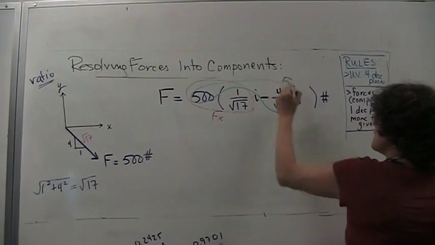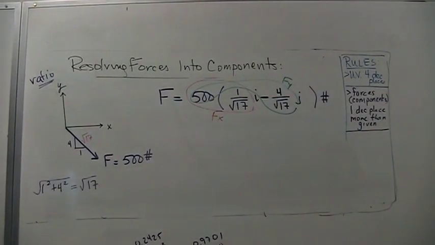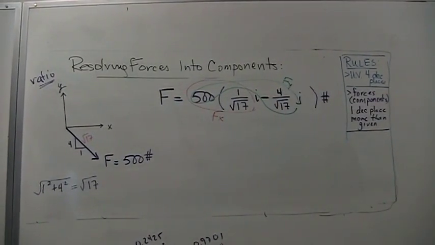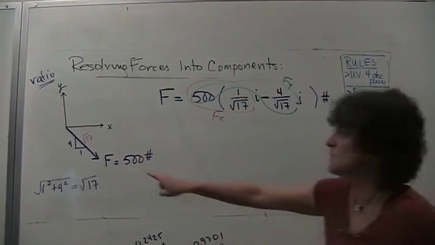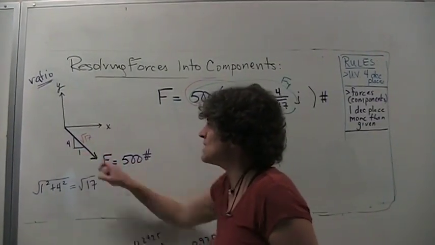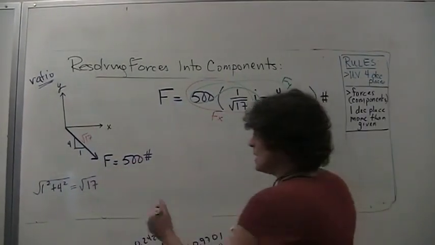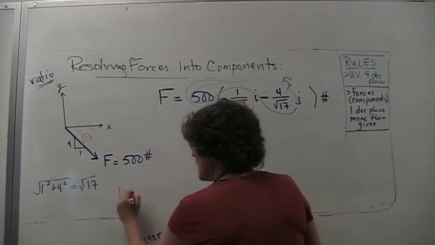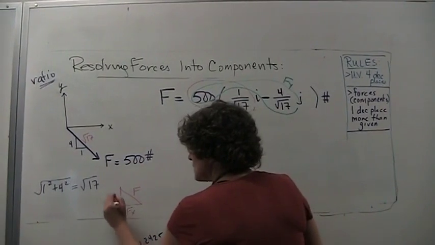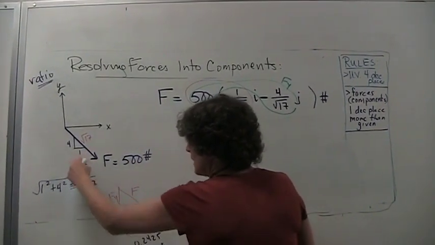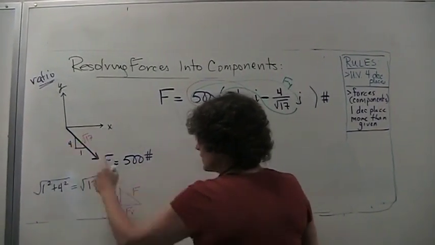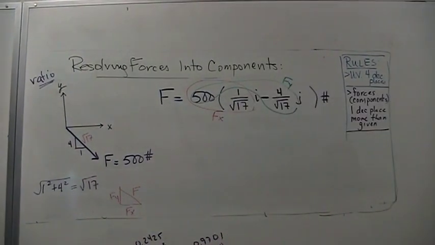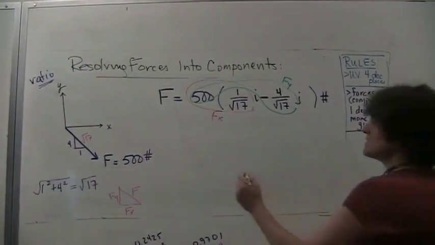And this is my Fy. Remember, we looked at similar triangles, and you could go back on the tape and look back at that and see how we set up similar triangles between the distances that were given and our similar triangle of F, Fx, and Fy. 1 is to Fx as radical 17 is to F. Okay, so then we go to the next step.